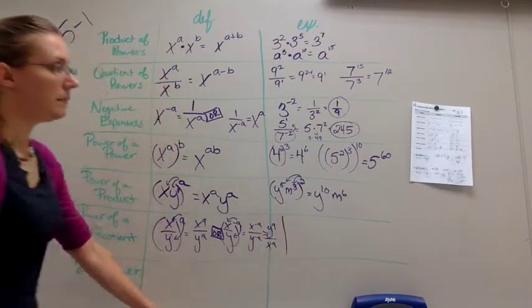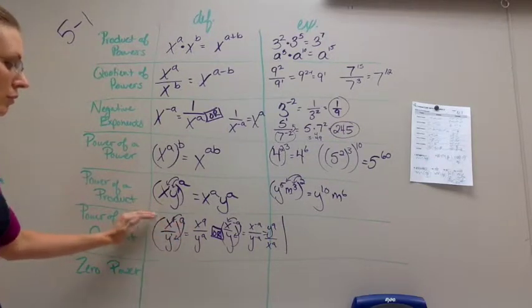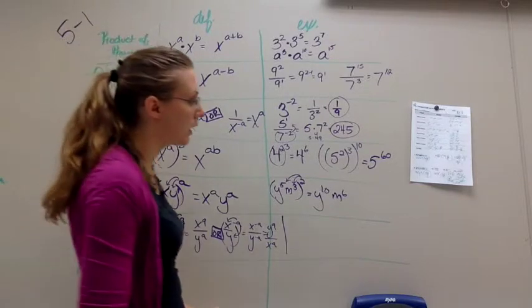Do a few of these examples. You're going to see this very often, okay, where we have to distribute that across both a numerator and a denominator. So this property you're going to use pretty regularly.